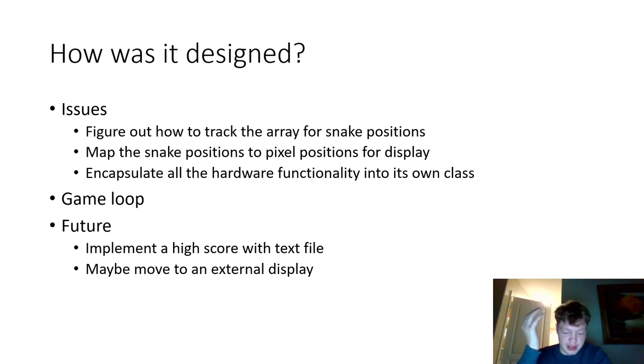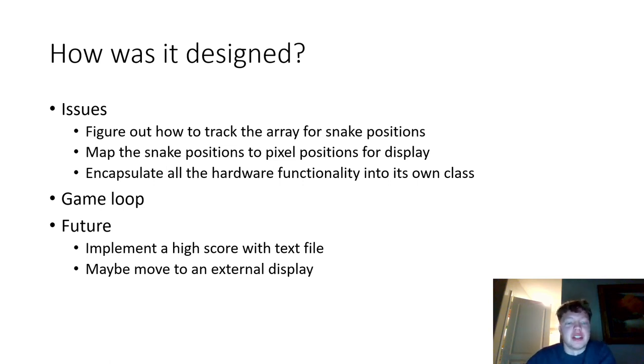The next issue is mapping the snake's positions to pixel positions for the display. If I did it 1-to-1, then it would be pretty much impossible to see the snake, because it would be very, very tiny. So what I had to do was map it to 3 times bigger. Each section of the grid in the C code is a 3x3 grid on the actual LED display. Because of that, the borders look a little wonky, because to make it line up right, I had to increase the width of some of the borders.